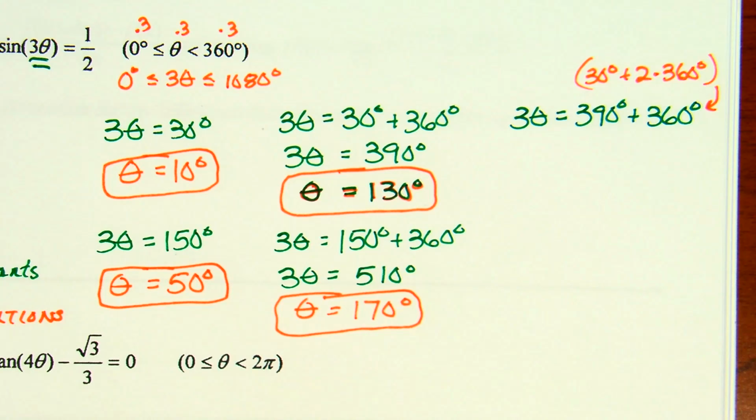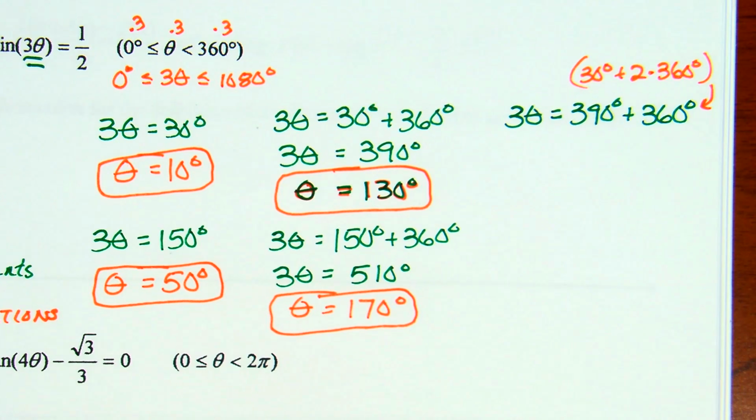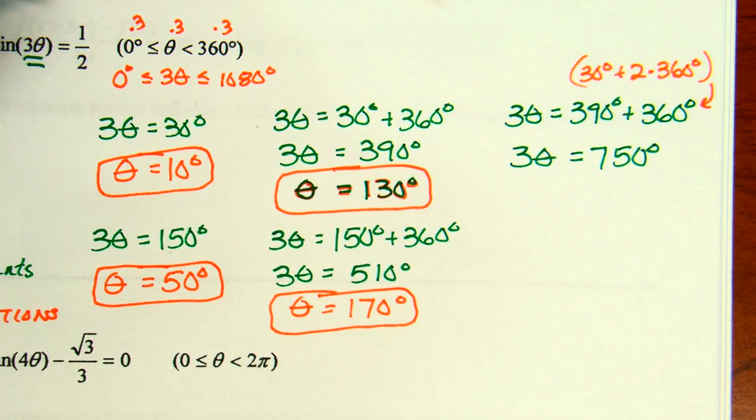Does that make sense? You're either taking, we had just gotten 390 in my middle step, so I can add 360 again to that. Or if you want to go back to the original 30, you're adding 2 360s. So 30 plus 360 plus 360. Whichever way your brain works to get there. 3 theta is 750. And so theta is 250 degrees.